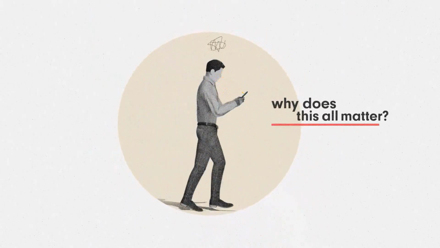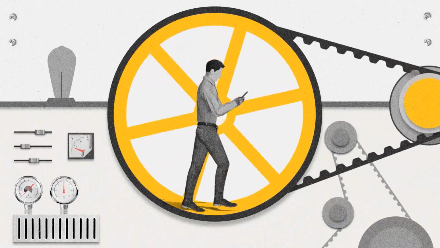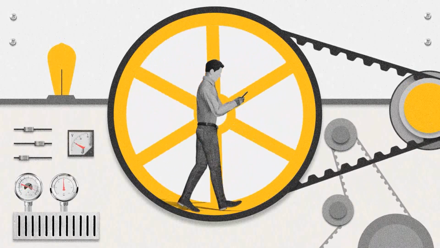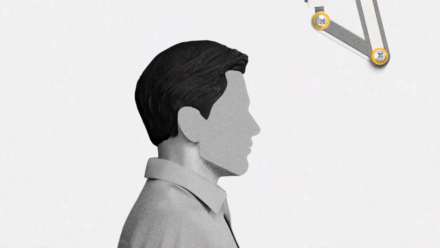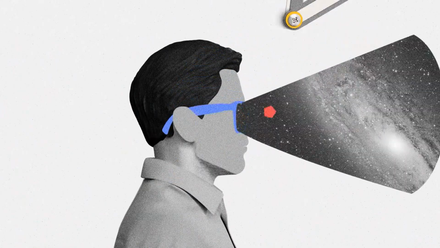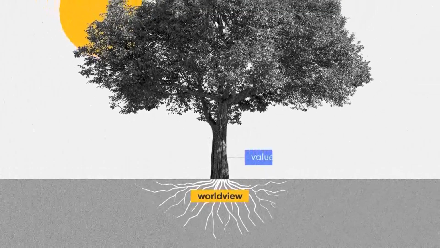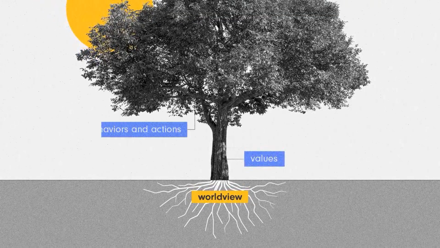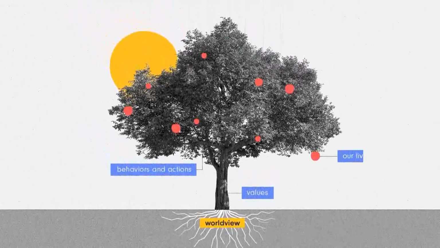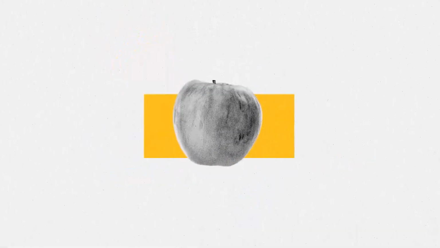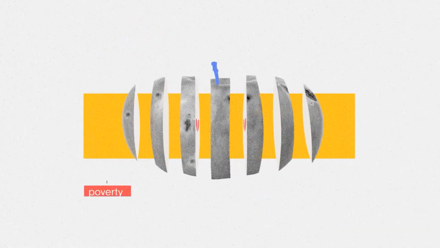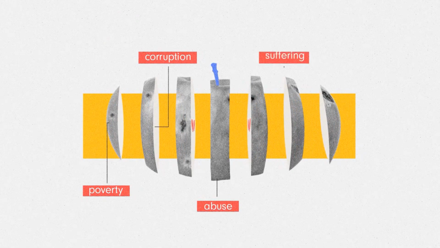Why does this all matter? Because worldview shapes everything we think and do, and what we do shapes the world around us. It turns out nothing is more practical and more central than worldview. We can think of our worldview like the roots of a tree, underground and hidden from sight. The trunk represents our values. The branches are behaviors and actions. Our behaviors and actions, in turn, shape our lives and the world around us. This is the fruit. Sadly, the world around us is filled with bitter fruit.